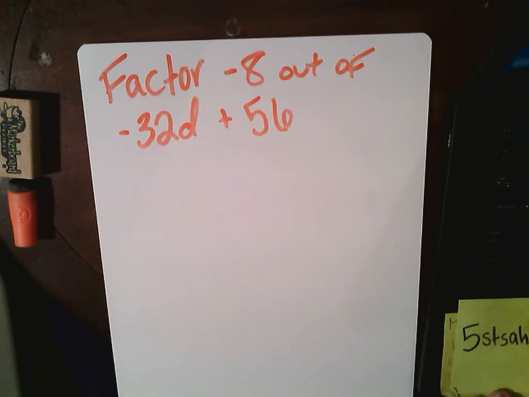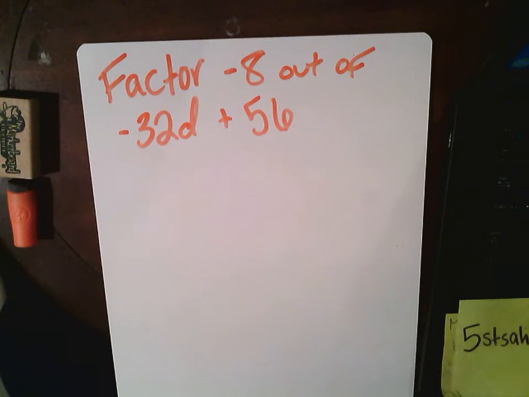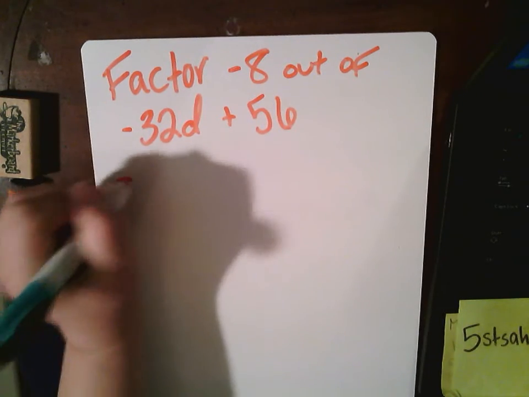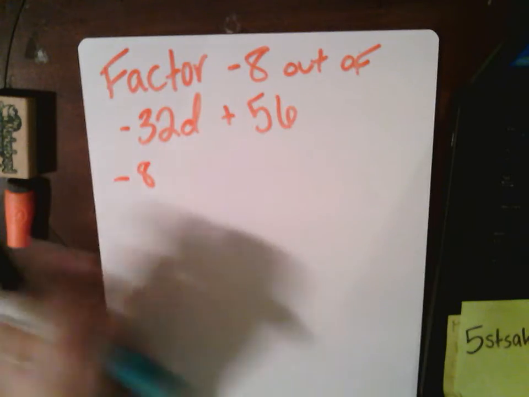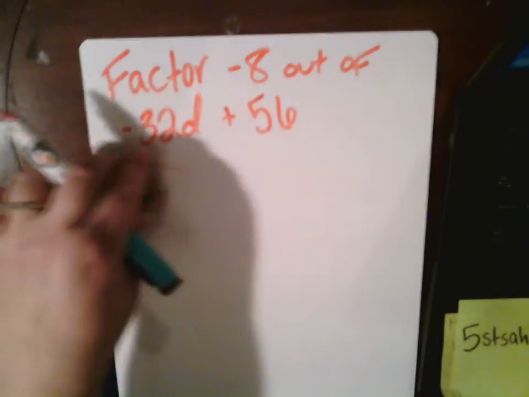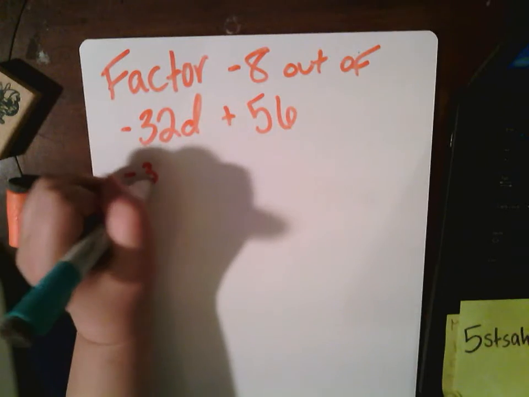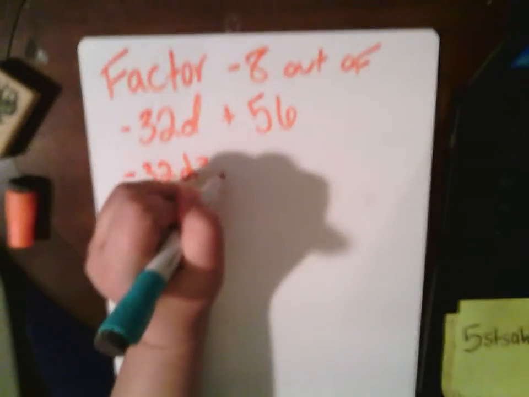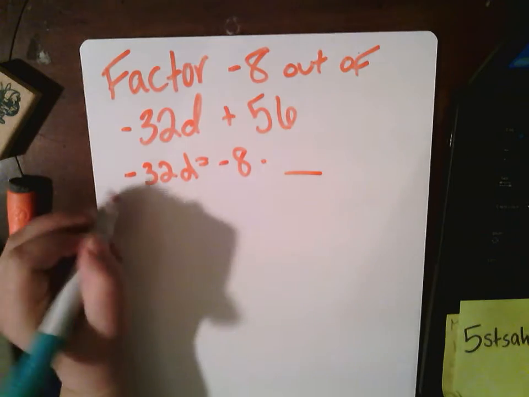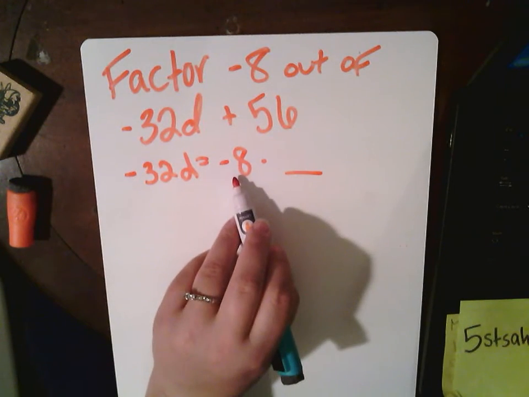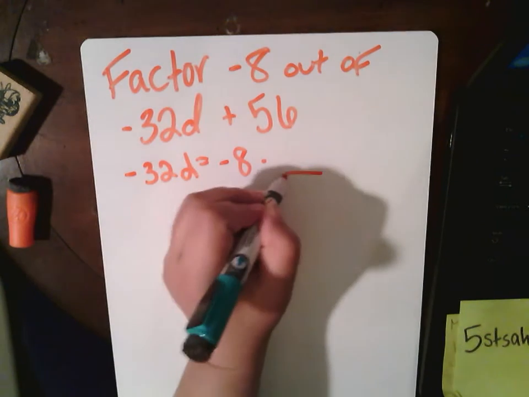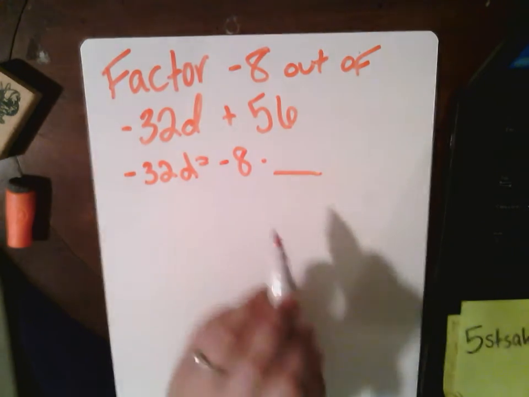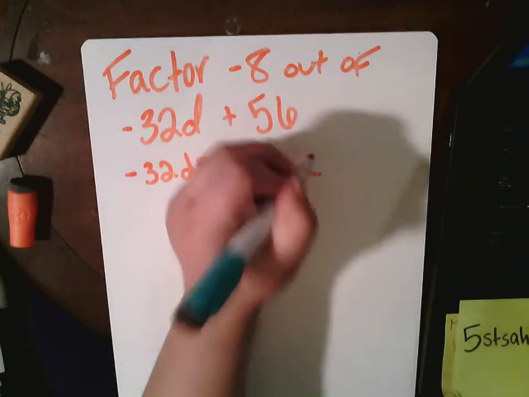Okay, so now that you've tried it, we're going to factor the negative 8 out of negative 32d plus 56. So we know we're going to have a negative 8 pulled out. I'm doing this wrong already. So negative 32d is equal to negative 8 times what? Well, negative times a negative would give us a positive, but that's negative. So this is going to be positive. 8 times what gives us 32? It's going to be 4.